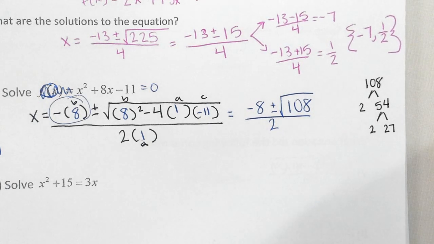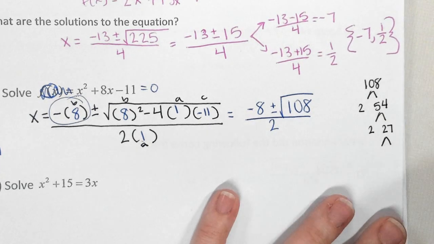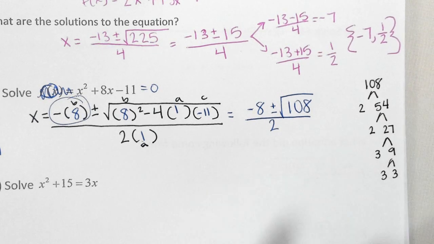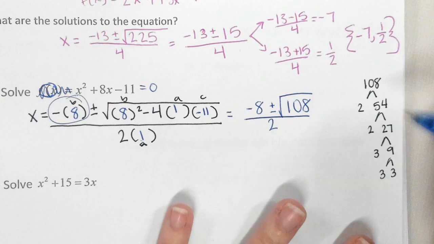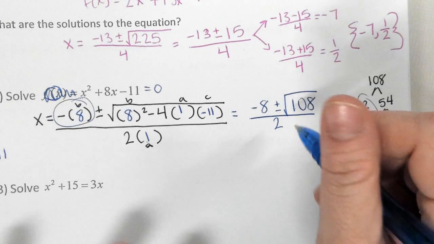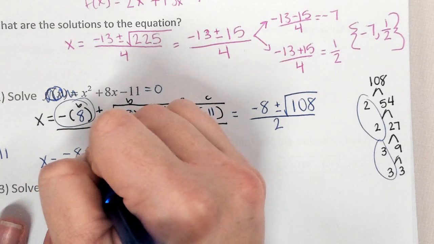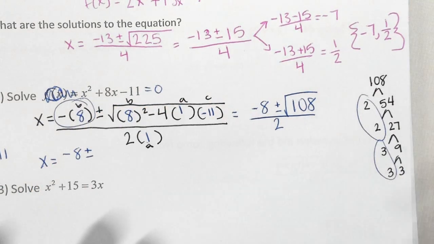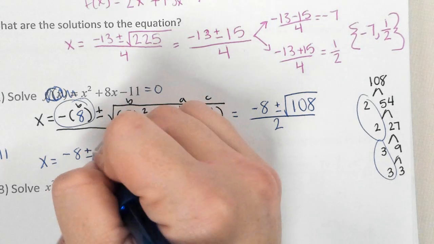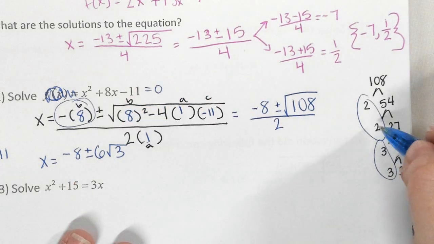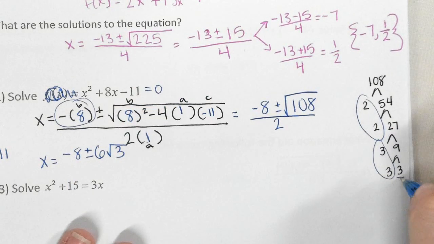Does 2 go into 27? No. What's our next prime number? 3. 9 times. And then it's 3 and 3. We do. We have 2 pairs. What are they? A 2 and a 3. So I'm going to come down here. I'm going to rewrite it. And I have negative 8 plus or minus. What does this simplify to? 6 root 3. Because remember, you multiply what you take out, so we took out a 2 and a 3. So 2 times 3, and we had that 3 left over.